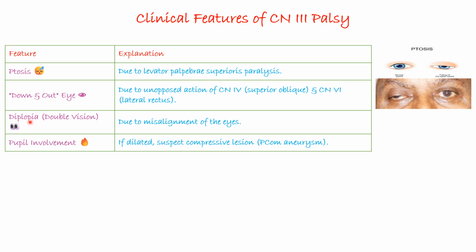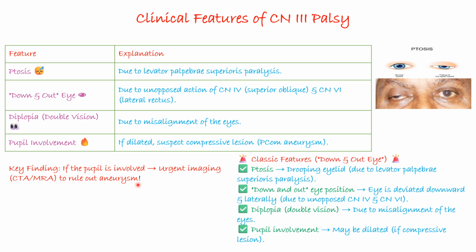We can also have diplopia or double vision, and this is due to misalignment of the eyes. We also said we can have pupillary involvement, that is if it is dilated, and this is mostly because of a compression. And we said the most common reason is the posterior communicating artery aneurysm. So key finding, if the pupil is involved, you need urgent imaging and you need to do a CTA or MRA to rule out the aneurysm.